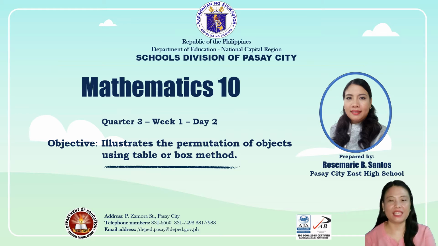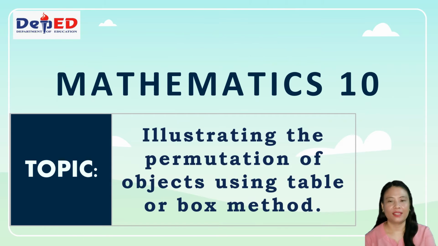At the end of this lesson, you should be able to illustrate permutation of objects using table or box method. Our topic for today is illustrating the permutation of objects using table or box method. Do you have any idea about it? If none, don't worry. I'm here to guide you on the process. Let's start our discussion.